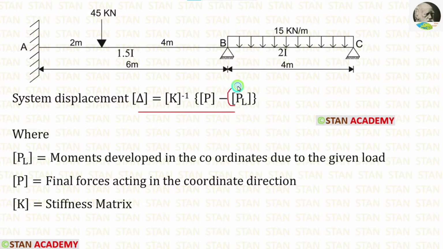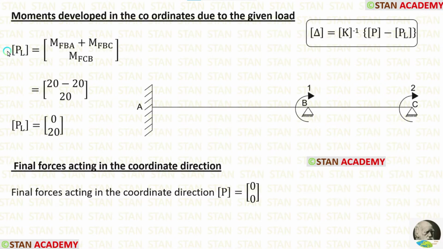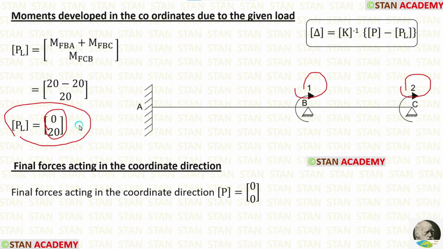In this formula, now let us calculate the PL matrix. We know that the PL matrix is the moments developed in the coordinates due to the given load. In this analysis, we are having two coordinates, in the point B and in the point C. In the first coordinate B, we have calculated two fixed end moments, m of BA and m of BC. We have to add them. After adding, we are getting 0. In the second coordinate C, we have calculated a fixed end moment, that is m of CB, which is equal to 20. Finally, we have made the PL matrix. The size of the PL matrix will be according to the coordinates. In this problem, we are having two coordinates, so there will be two values inside the matrix.